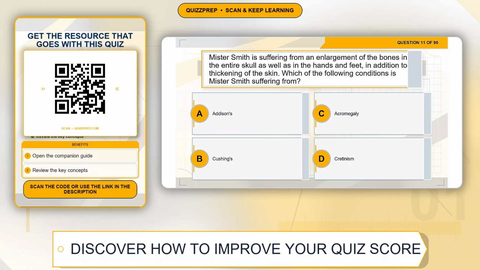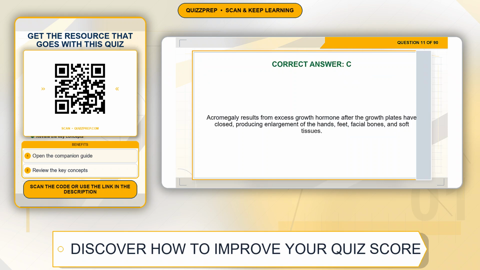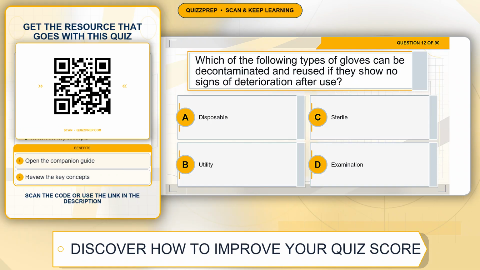Option A, Addison's. Option B, Cushing's. Option C, acromegaly. Option D, cretinism. The correct answer is option C, acromegaly. Explanation. Acromegaly results from excess growth hormone after the growth plates have closed, producing enlargement of the hands, feet, facial bones, and soft tissues.